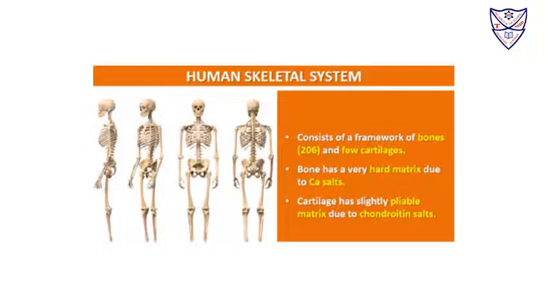Cartilage, as we all know, is a resilient and smooth elastic tissue. It is rubber-like padding that covers and protects the ends of our long bones at the joints. It is also a skeletal component of the rib cage, ear, nose, the bronchial tubes, the intervertebral disc, and many other body components. Cartilage has a slightly pliable matrix due to the chondroitin salts which are present there.